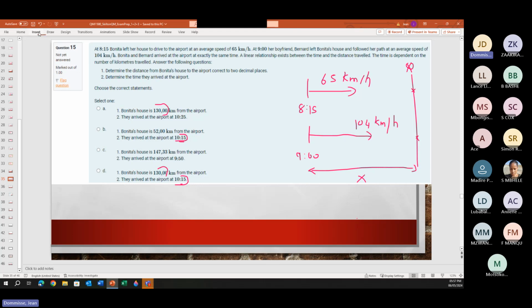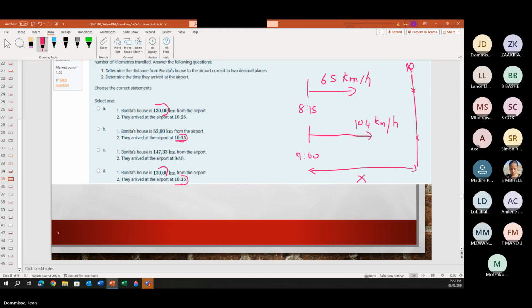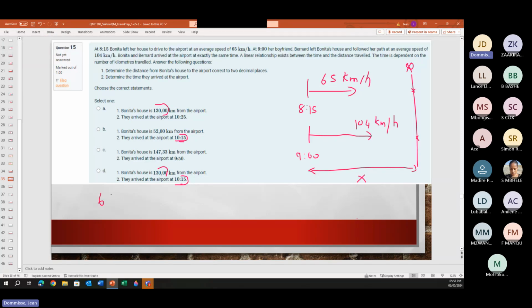Distance the same. So if I travel 65 kilometers an hour, times... I see that brings into... no man, this can't be that difficult. What am I missing?